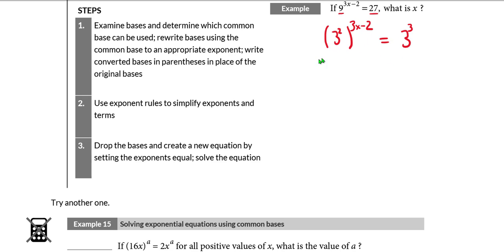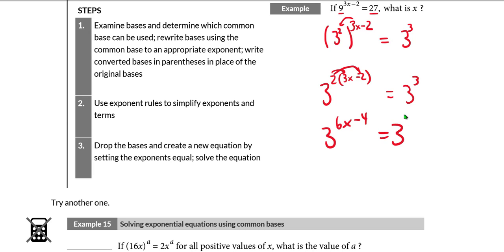Now, as it says in step 2, we use exponent rules to simplify. The way that we simplify here is by distributing that outside exponent to the inside exponent. This is a power to a power situation. So distributing the 3x minus 2 to the 2, I'm going to write this out in 2 steps so that I don't make any careless mistakes. I'm going to do 2 times 3x minus 2. Over there on the right, I still have 3 cubed. The 2 times 3x, so this is 3 to the 6x, and then 2 times negative 2 is minus 4, equals 3 cubed.